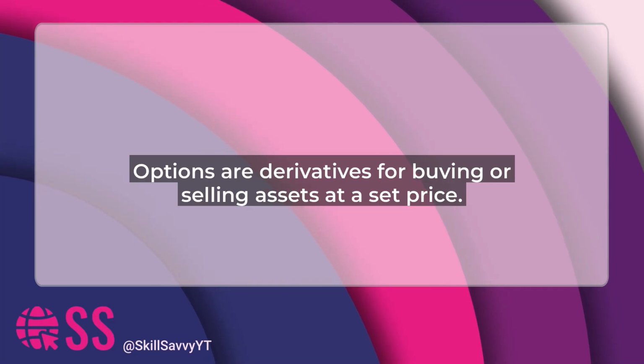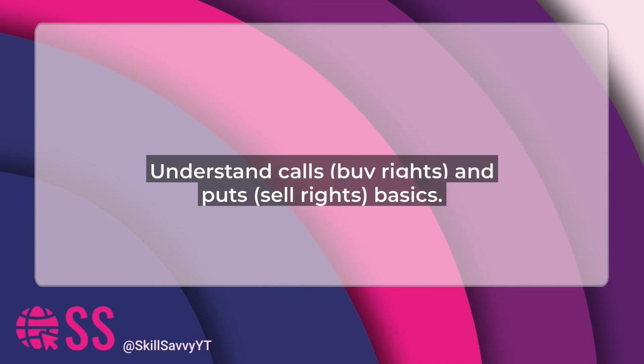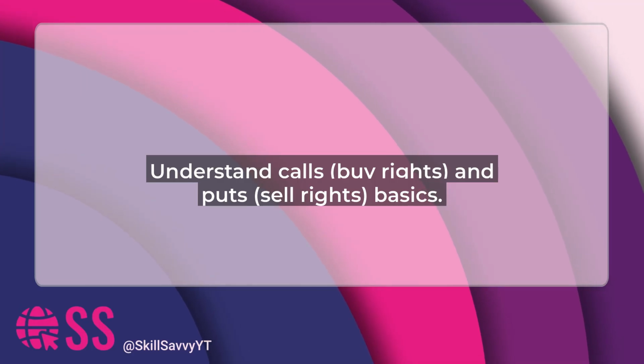First off, let's quickly cover what options are. Options are financial derivatives that give you the right, but not the obligation, to buy or sell an asset at a set price before a certain date. Think of them as bets on whether a stock will go up or down. There are two main types: calls, which let you buy, and puts, which let you sell.